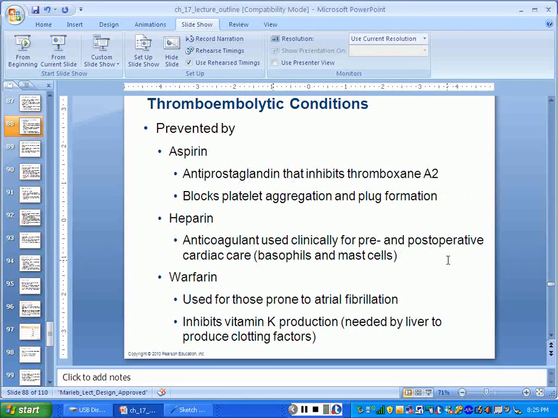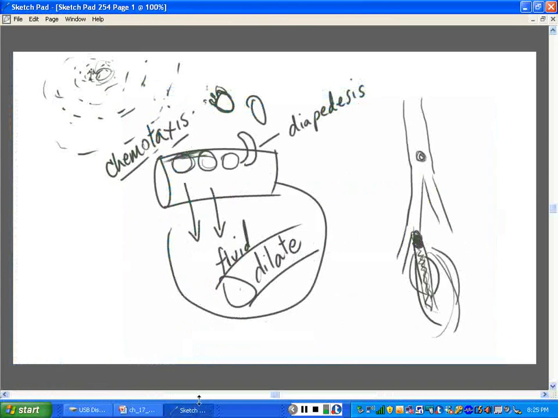Heparin we talked about. Produced by basophils and mast cells as well, just like histamine. And have you ever heard of warfarin or Coumadin? What's the other name? Yeah, they call it a blood thinner, right? Vitamin K. What do you know about vitamin K? It is considered a clotting factor.